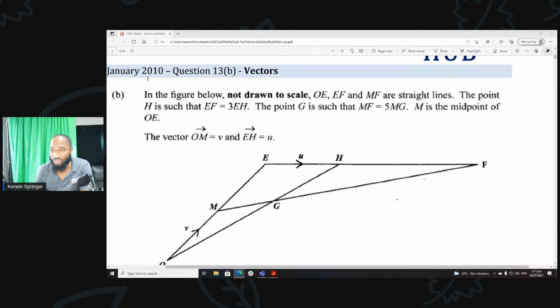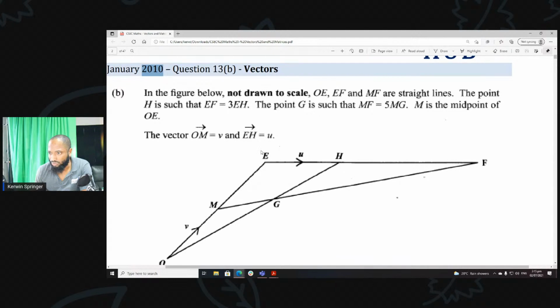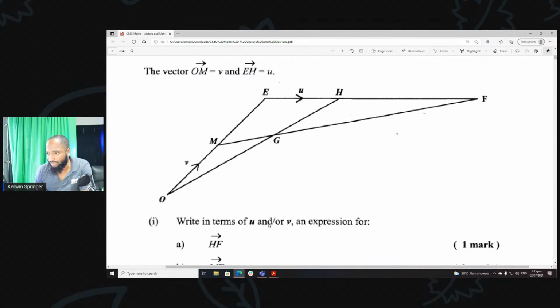This is a lot of information, but what year was this? 2010. The vector OM is V and EH is U. Okay, what next? Write in terms of U and or V an expression for HF.